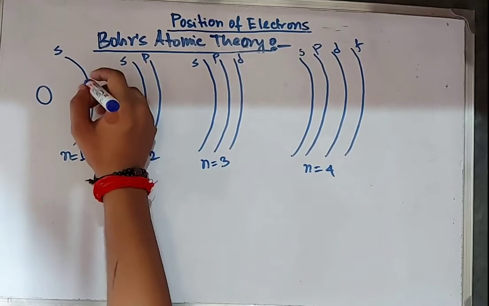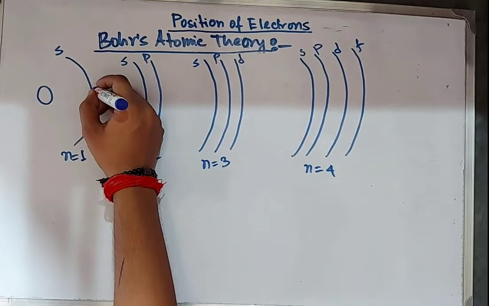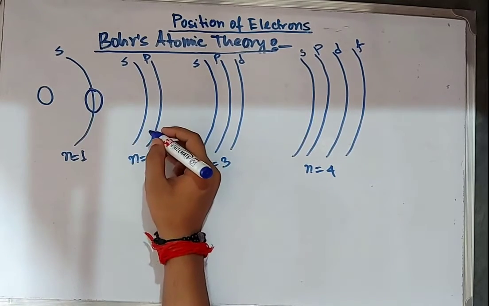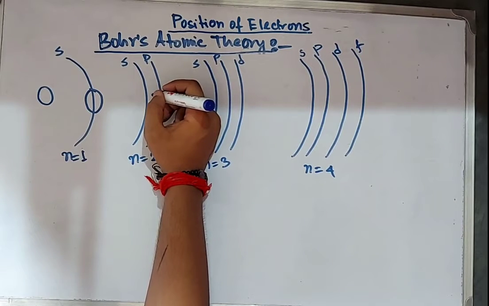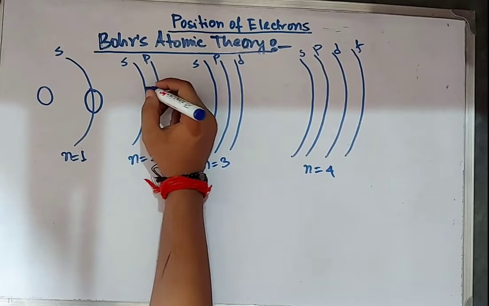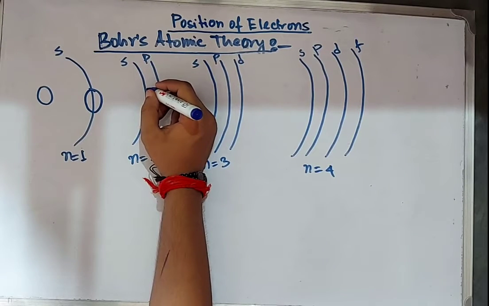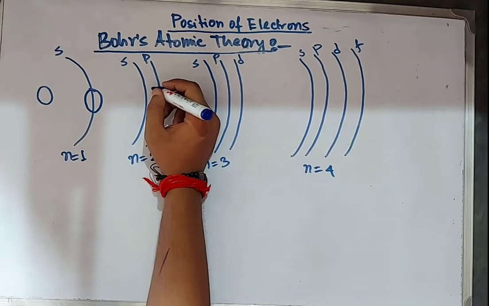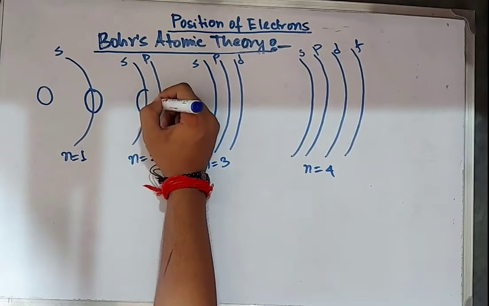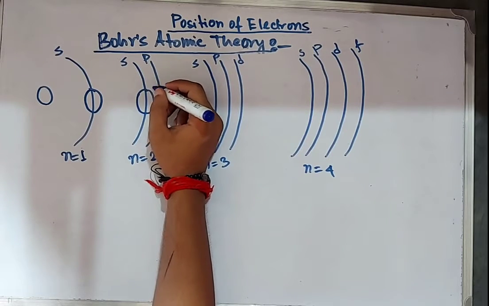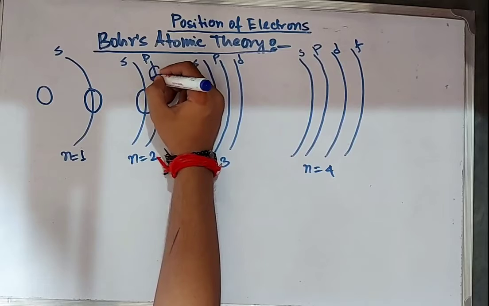So in S, the number of orbitals is 1. So it has only one orbital. Don't make a mistake here, because orbit and orbitals are not the same, they are different. Don't have any misconception that orbit and orbitals are the same. Just keep that in mind. The S subshell will have only one orbital, and the P subshell will have 3 orbitals.